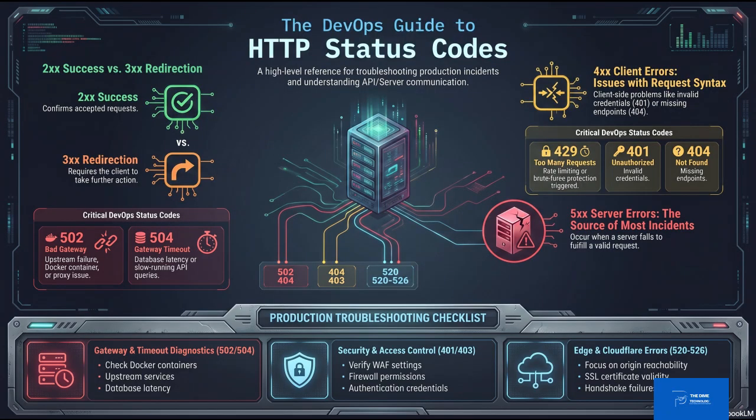In today's video, we're going to explore the HTTP status codes every DevOps engineer should know. Whether you're a beginner or an experienced DevOps professional, understanding these status codes is essential for troubleshooting applications, APIs, and web servers. Let's get started.